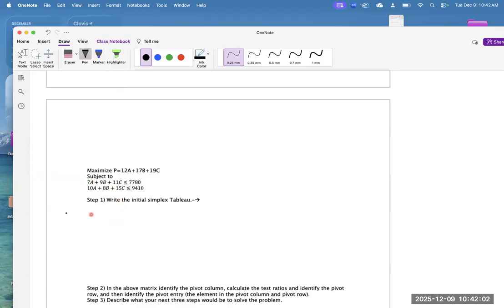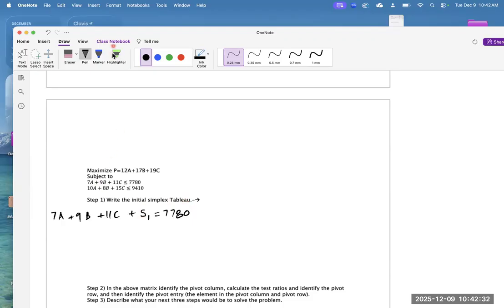So you'll write 7a plus 9b plus 11c plus some slack variable, we'll call it S1, that's actually equal to 7780, because that's the first problem. We've seen putting matrices into the calculator before, but we've only done it with equality, not inequalities. So that's why we have to change this to an equality.